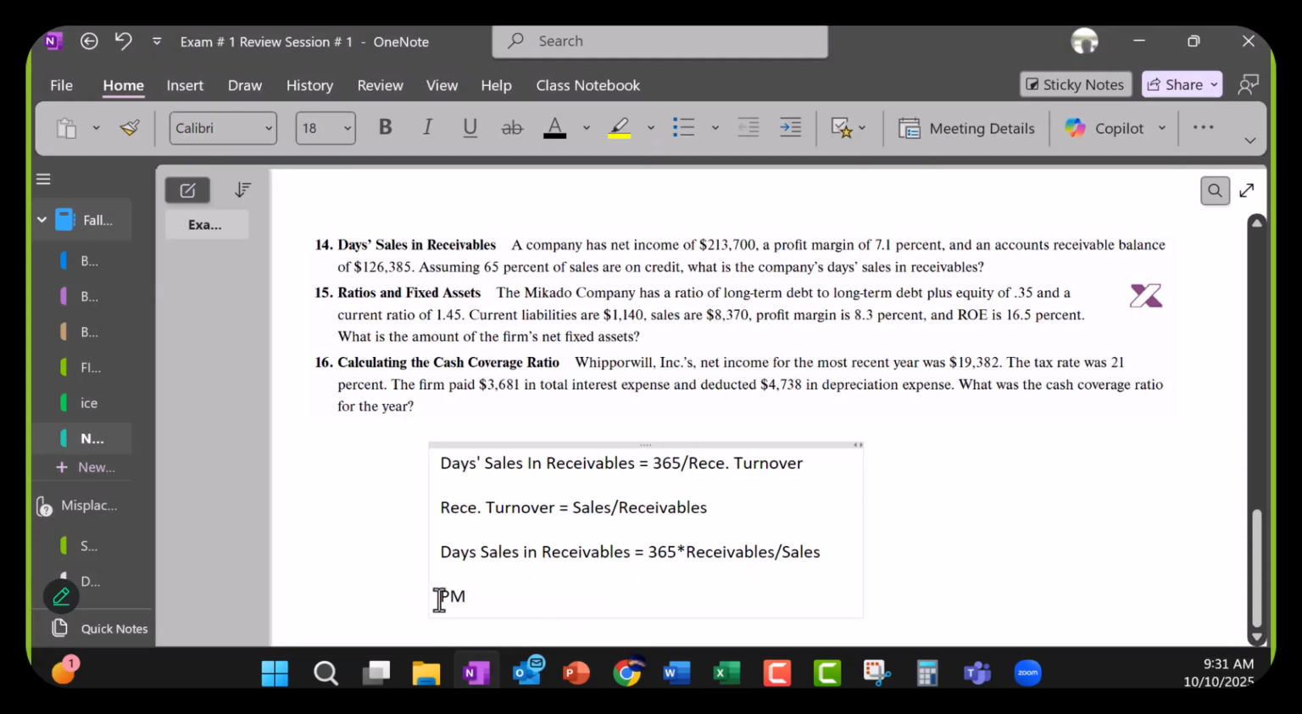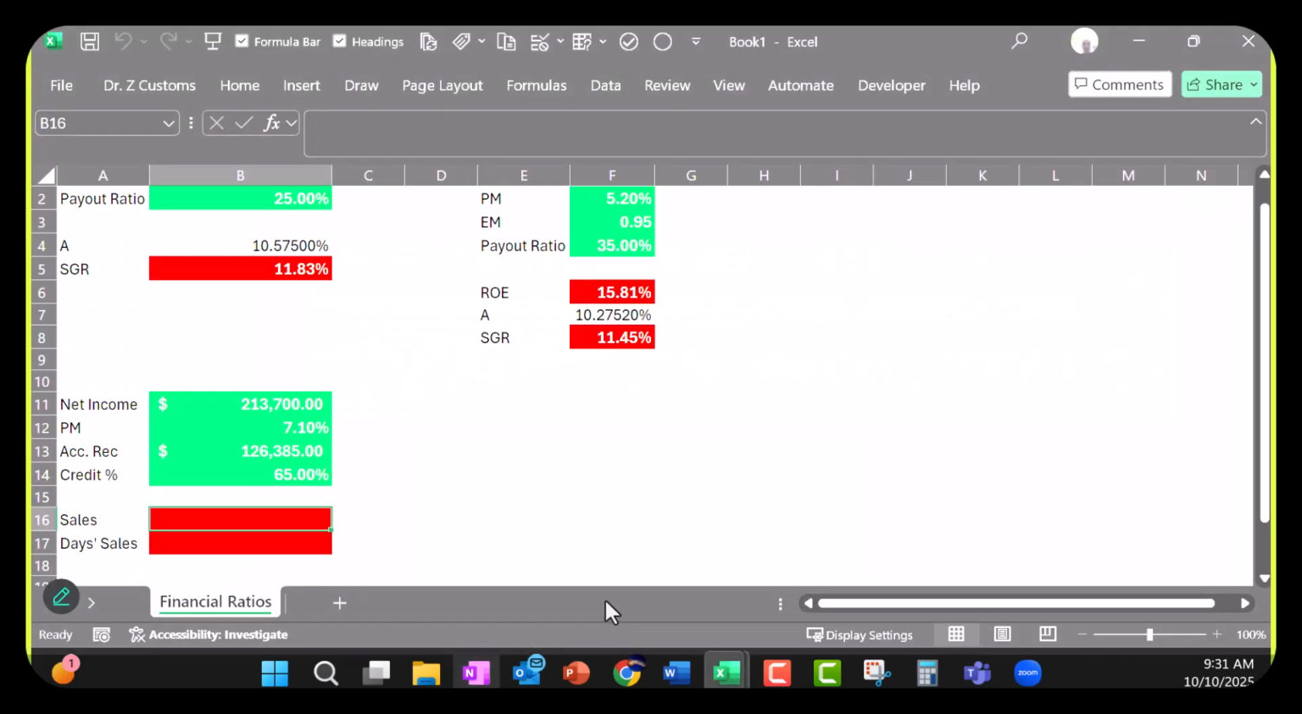Remember, PM is net income over sales. If I'm trying to figure out sales, I need to change the location of sales and PM. So that would be net income divided by PM. And once I have that, the rest is easy.